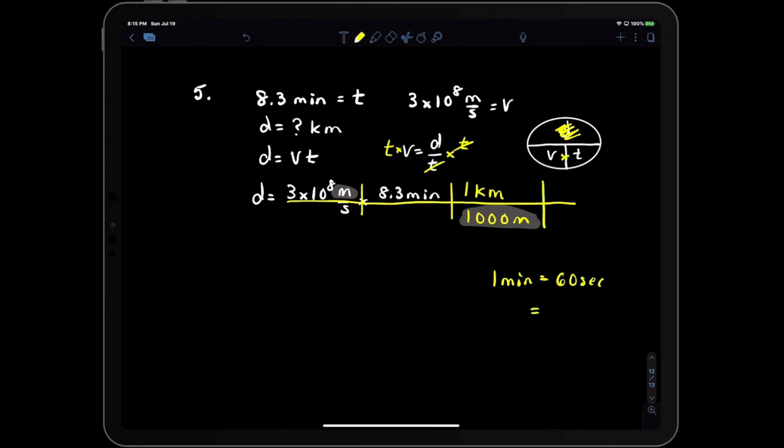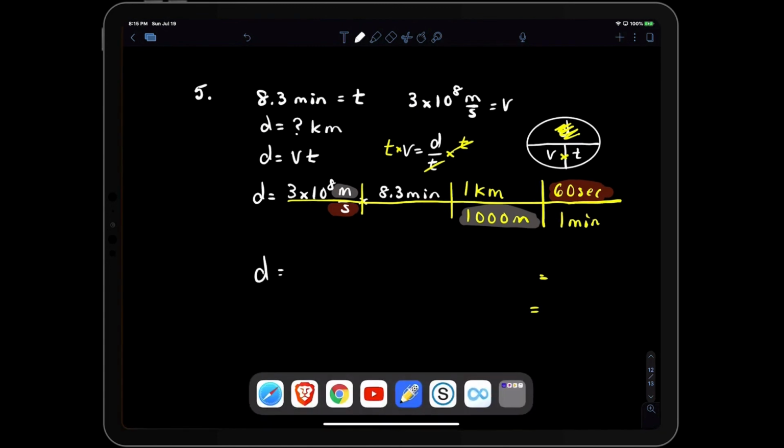Now, we have one more conversion factor that we have to put in here. And we're going to get rid of seconds. So I see seconds right here. So I'll grab that portion, cross cancel it. That means the rest of the conversion factor goes in the bottom. All right. Now, we're left with multiplying this all out to figure out what your distance is.